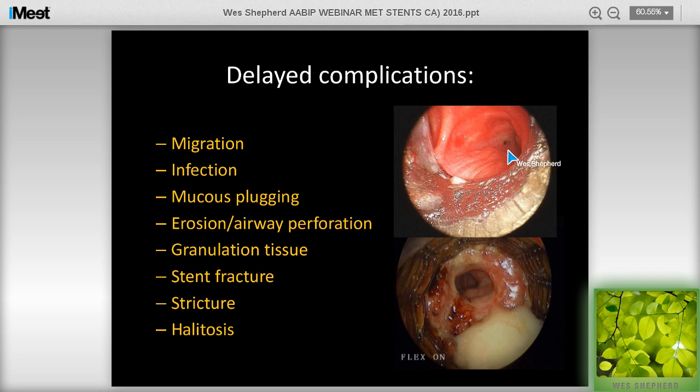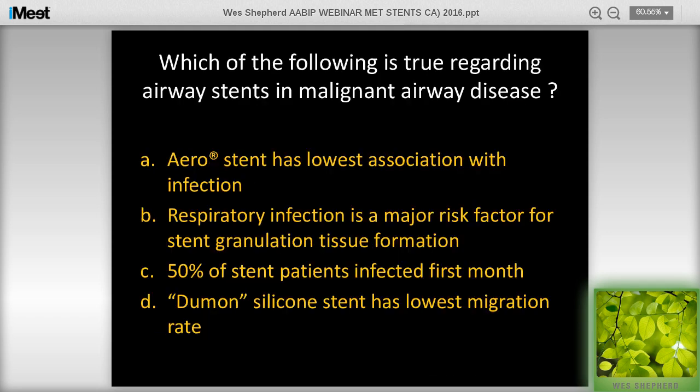This is actually a stricture on the proximal end of an Aero stent. So there's a stent in the BI that was placed for malignancy, but ironically caused a severe benign stenosis. And here's an old Ultraflex with dense fibrosis and granulation tissue in the distal end with retained secretions.